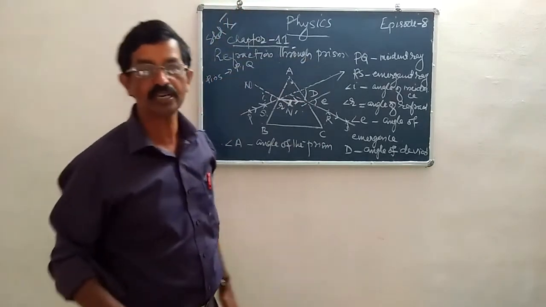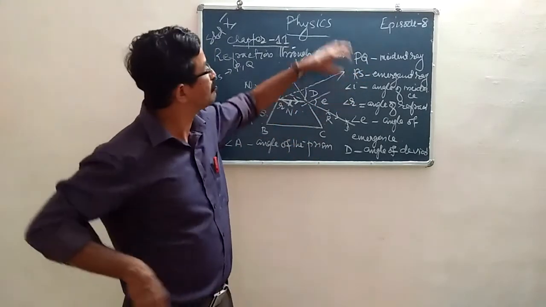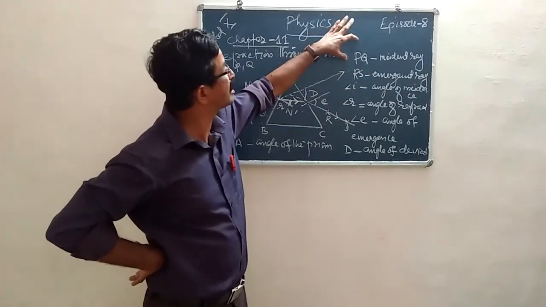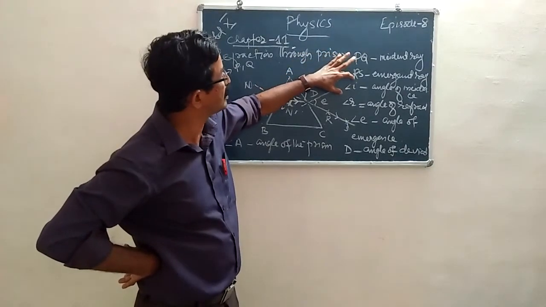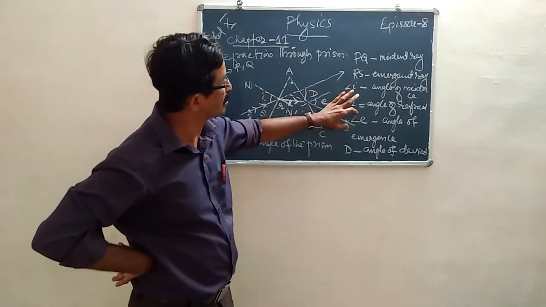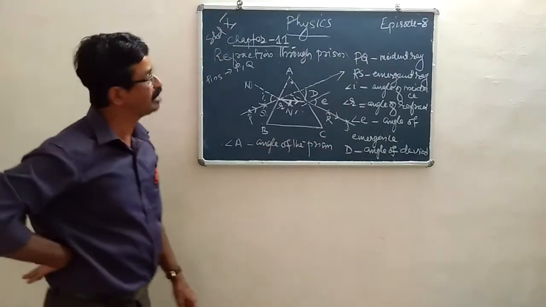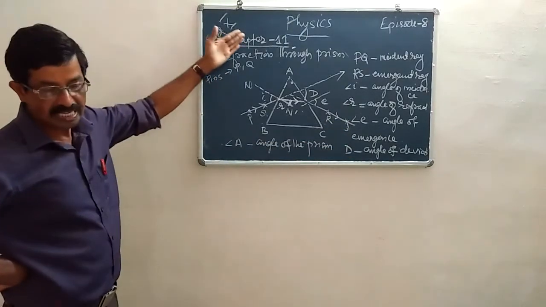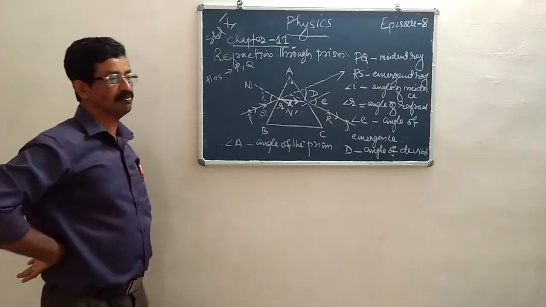Then what are the things you get here? What are the things you want to remember from this? What is PQ? PQ is the incident ray. What is RS? Emergent ray. I is the angle of incidence. R is the angle of refraction. E is the angle of emergence, and D is the angle of minimum deviation. This is the refraction through a glass prism.